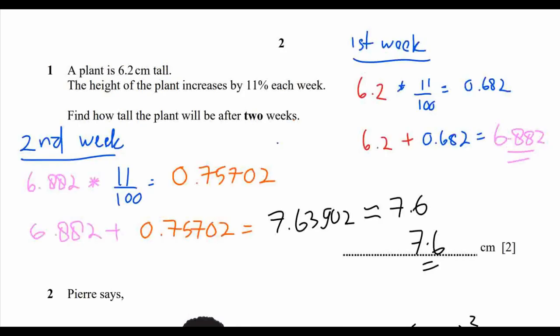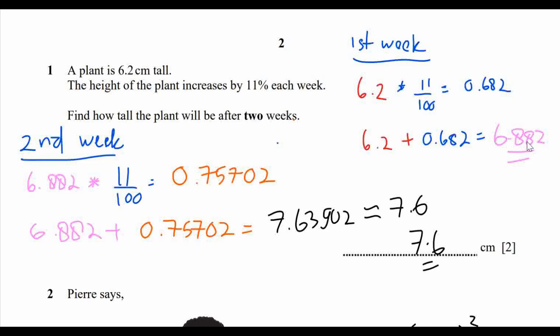So the correct answer is 7.6 cm. So the question is, how do we get that? If you get it correct, you may skip this explanation and go to the second question. So the first week is 6.2, increases by 11%, which is 11 over 100. We multiply. Since you are allowed to use a calculator, you can count this one. Just key in this number and then we add it up to 6.2 to get the height after the first week.